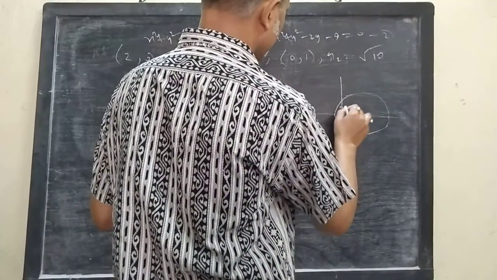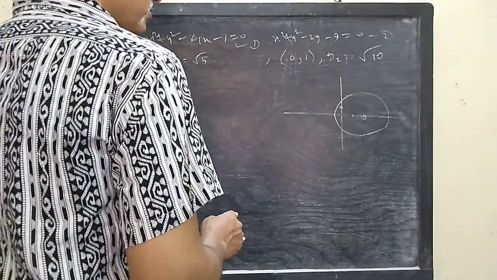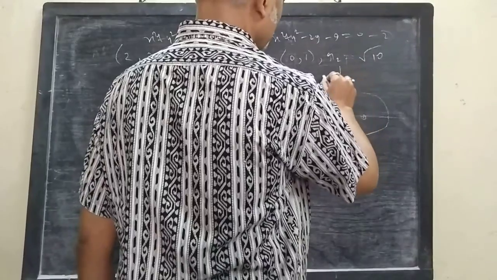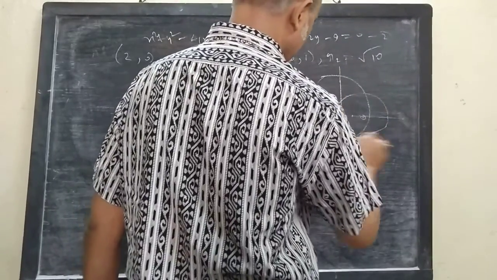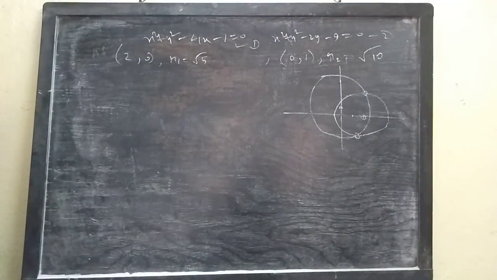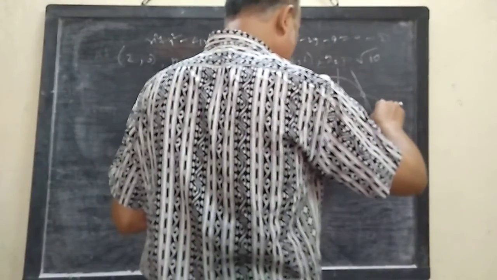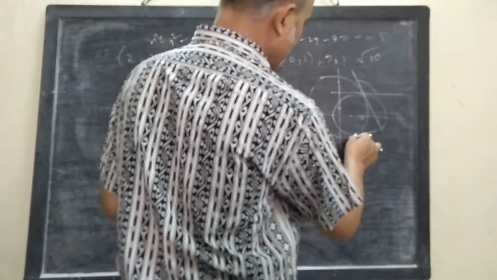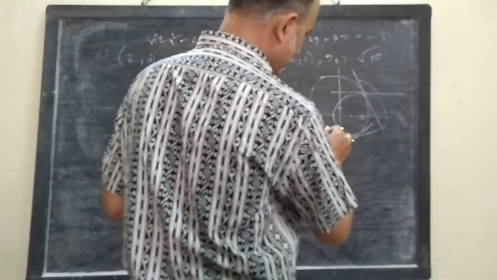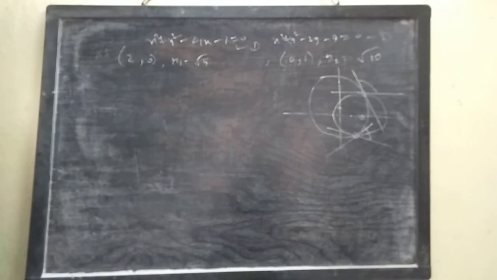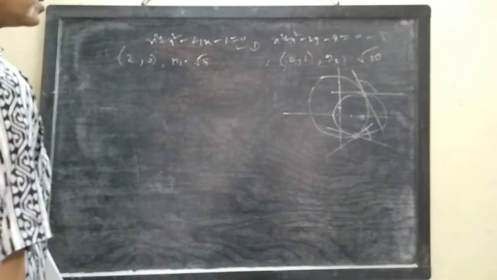For the second circle, center is at 0, 1, radius root 10. Point of intersection of these 2 circles. At this point, tangent to this circle is this and this circle is this. You have to find this angle, and at this point of intersection, tangent to this circle is this and this circle is this. You have to find this angle. This is the conceptual part of the problem. Now we have to solve it.